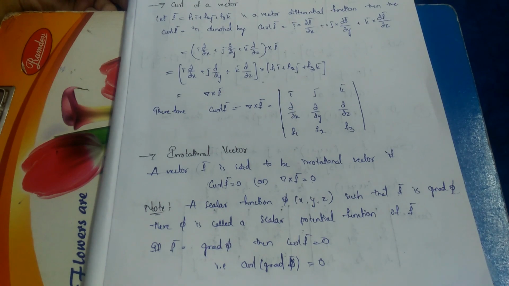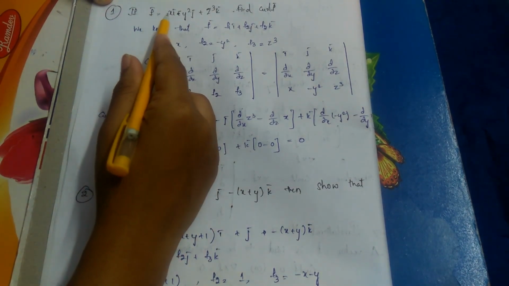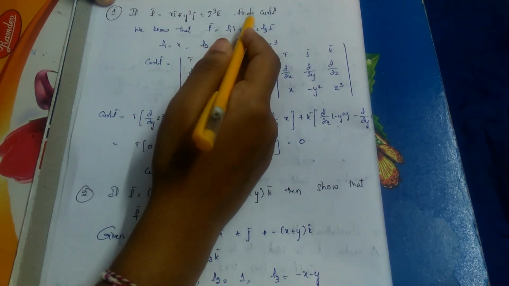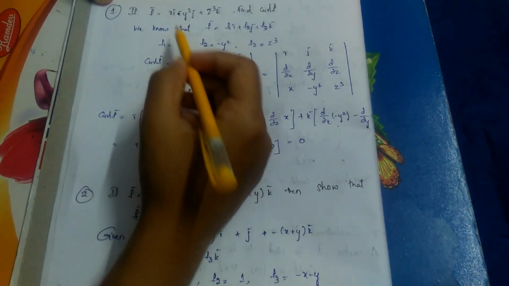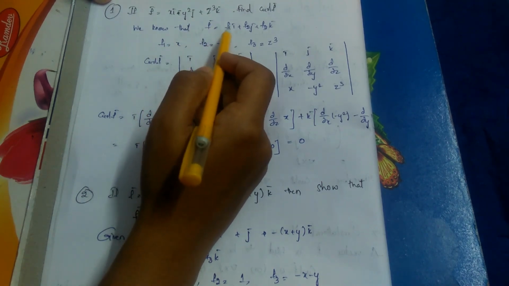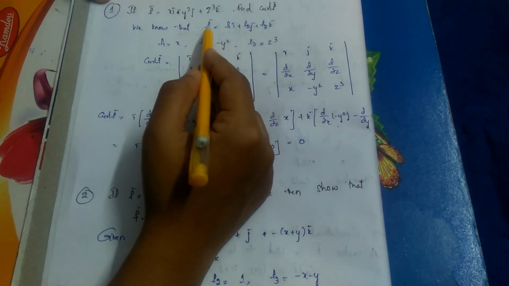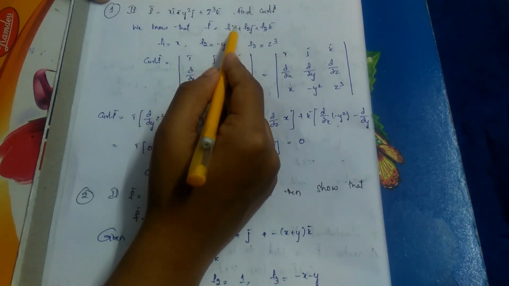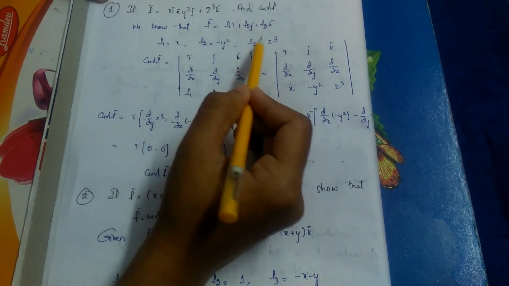Let's solve a few of the important questions on the curl of a vector. Here is the first question, that is, if f bar is x i bar minus y square j bar plus z cube k bar, then we have to find out the curl of the vector f bar. So to find the curl f bar, we have the formula, and the equation is given as f bar is equals to x i bar minus y square j bar plus z cube k bar. So we know that f bar is equals to f1 i bar plus f2 j bar plus f3 k bar. When we compare these two equations, we get f1 as x and f2 as minus y square and f3 is z cube.